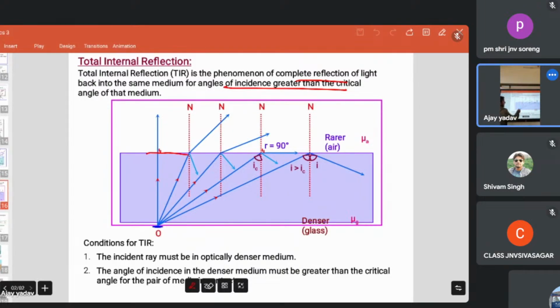So here, if this is the object, this medium is a denser medium. It can be water, glass, or anything. This medium is the denser medium.